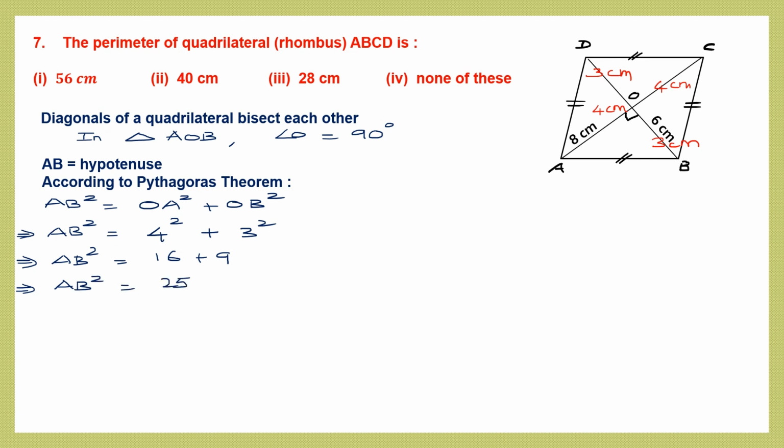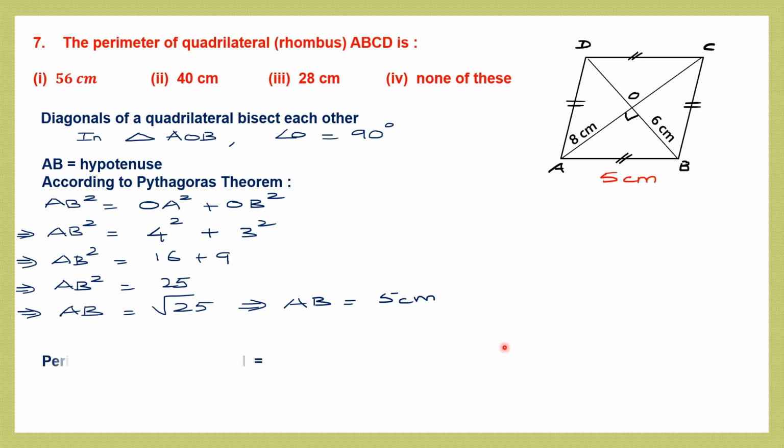Now we have to find only AB. AB is equal to the square root of 25. That means the value of AB is equal to 5. So AB is 5 centimeters. So let's write it in the figure. So this is 5 centimeters. So if this is 5 centimeters, then all four sides are also 5 centimeters.